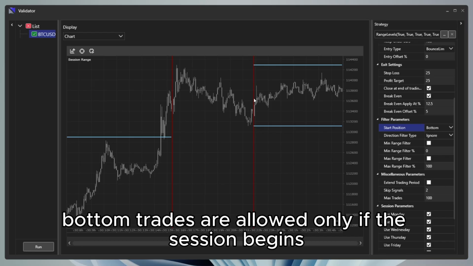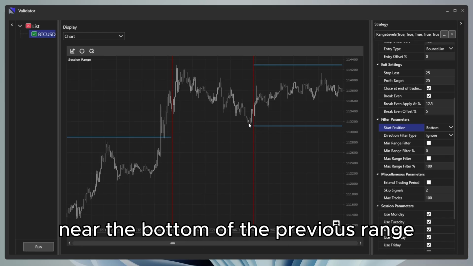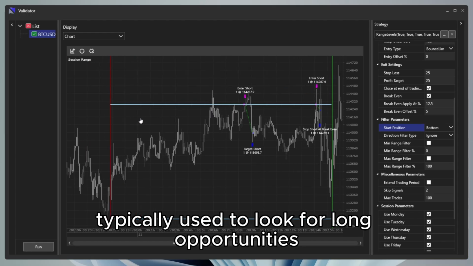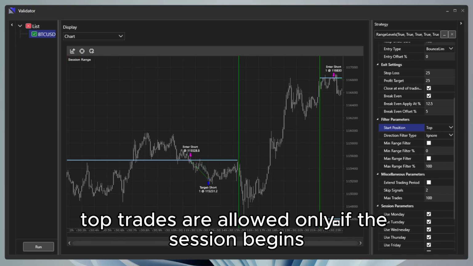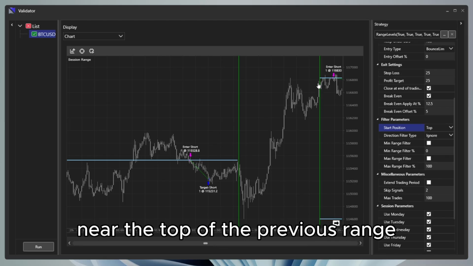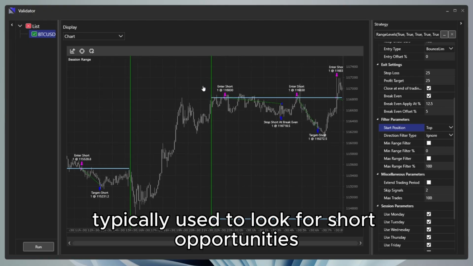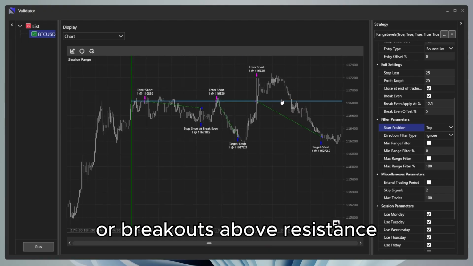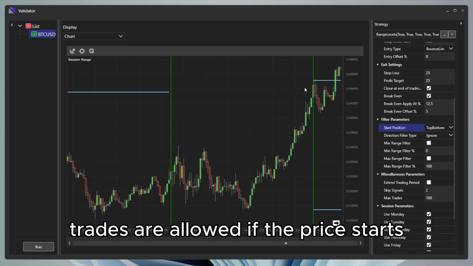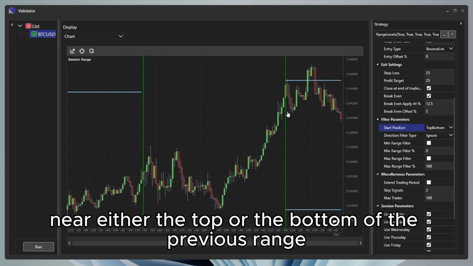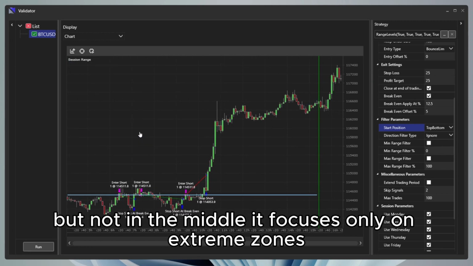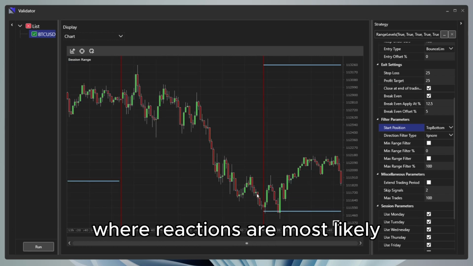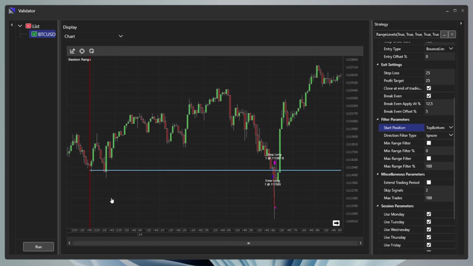Bottom: trades are allowed only if the session begins near the bottom of the previous range, typically used to look for long opportunities or breakouts below support. Top: trades are allowed only if the session begins near the top of the previous range, typically used to look for short opportunities or breakouts above resistance. Top-bottom: trades are allowed if the price starts near either the top or the bottom of the previous range, but not in the middle. It focuses only on extreme zones where reactions are most likely.